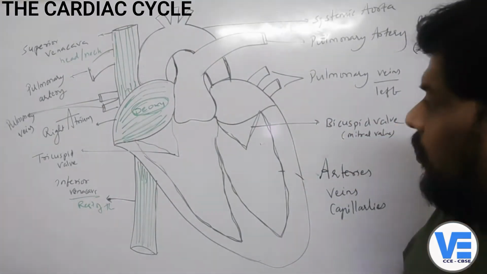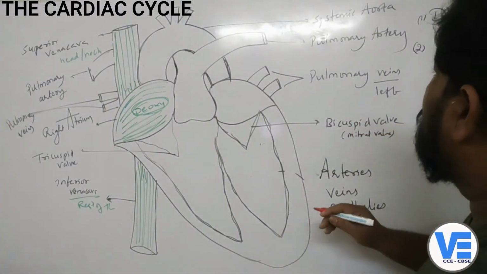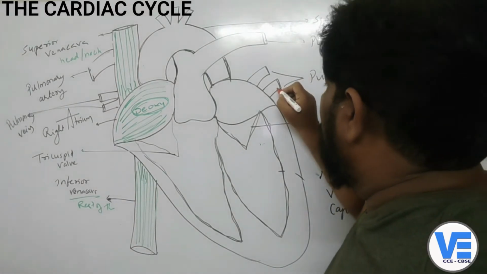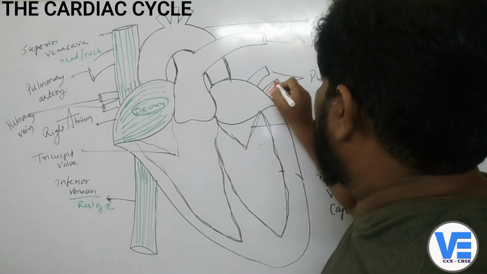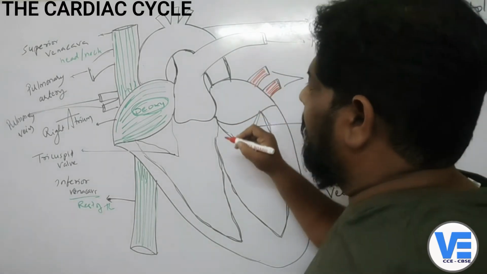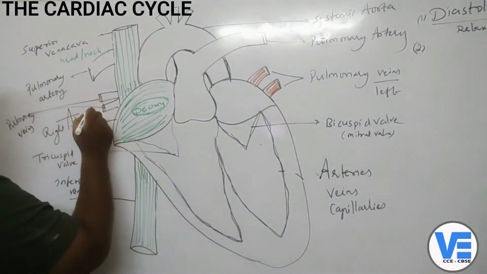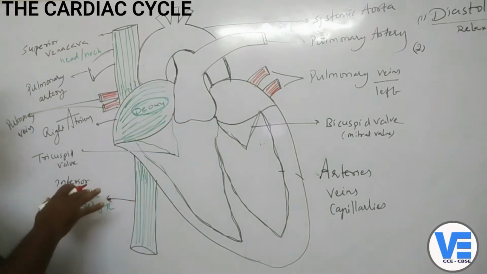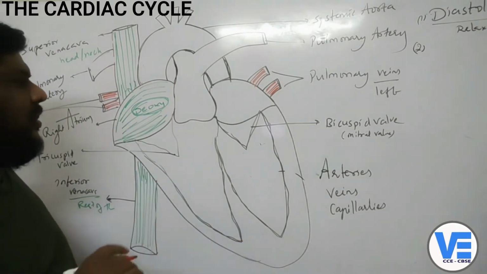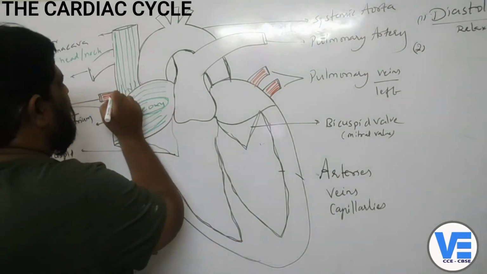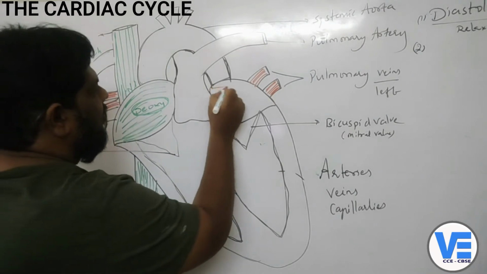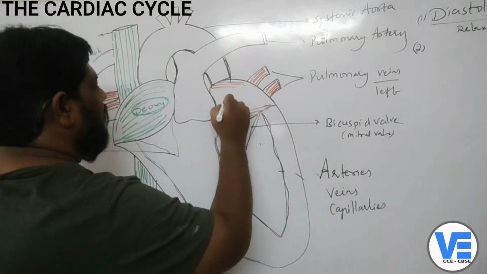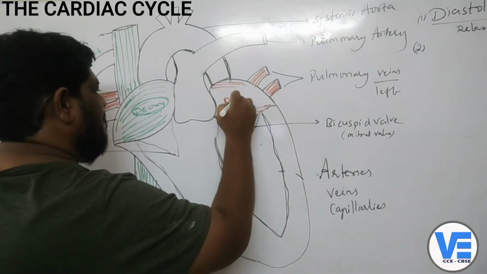Now coming to the pulmonary veins. What are these veins bringing here from the right lung? Pulmonary veins from the right lung and also from the left lung. These veins are carrying the blood to the heart. So they will bring the blood to the left auricle. Which blood is that? Oxygenated blood.